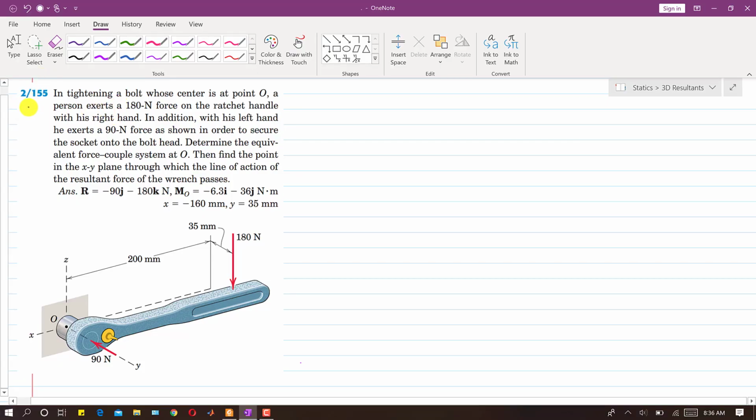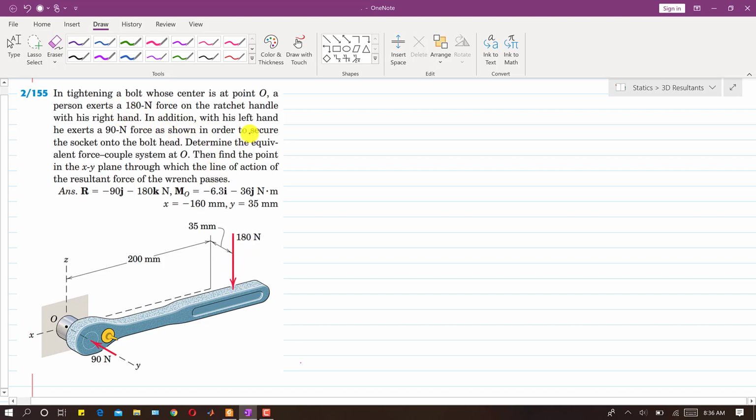I am going to solve this problem 155. In this problem it is said that in tightening a board whose center is at point O, a person exerts 180 Newton force on the ratchet handle, right? So this is that 180 Newton force which is applied at this ratchet handle with his right hand.